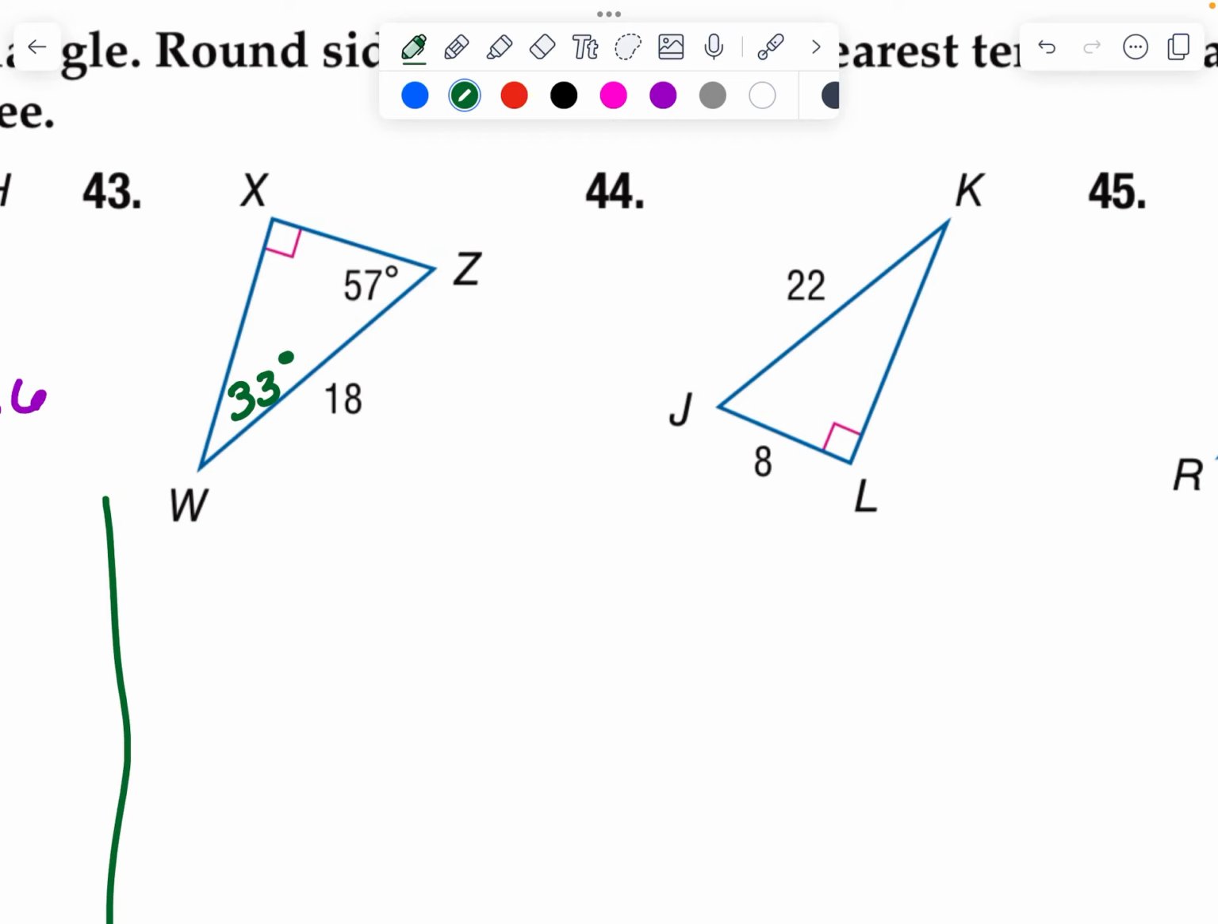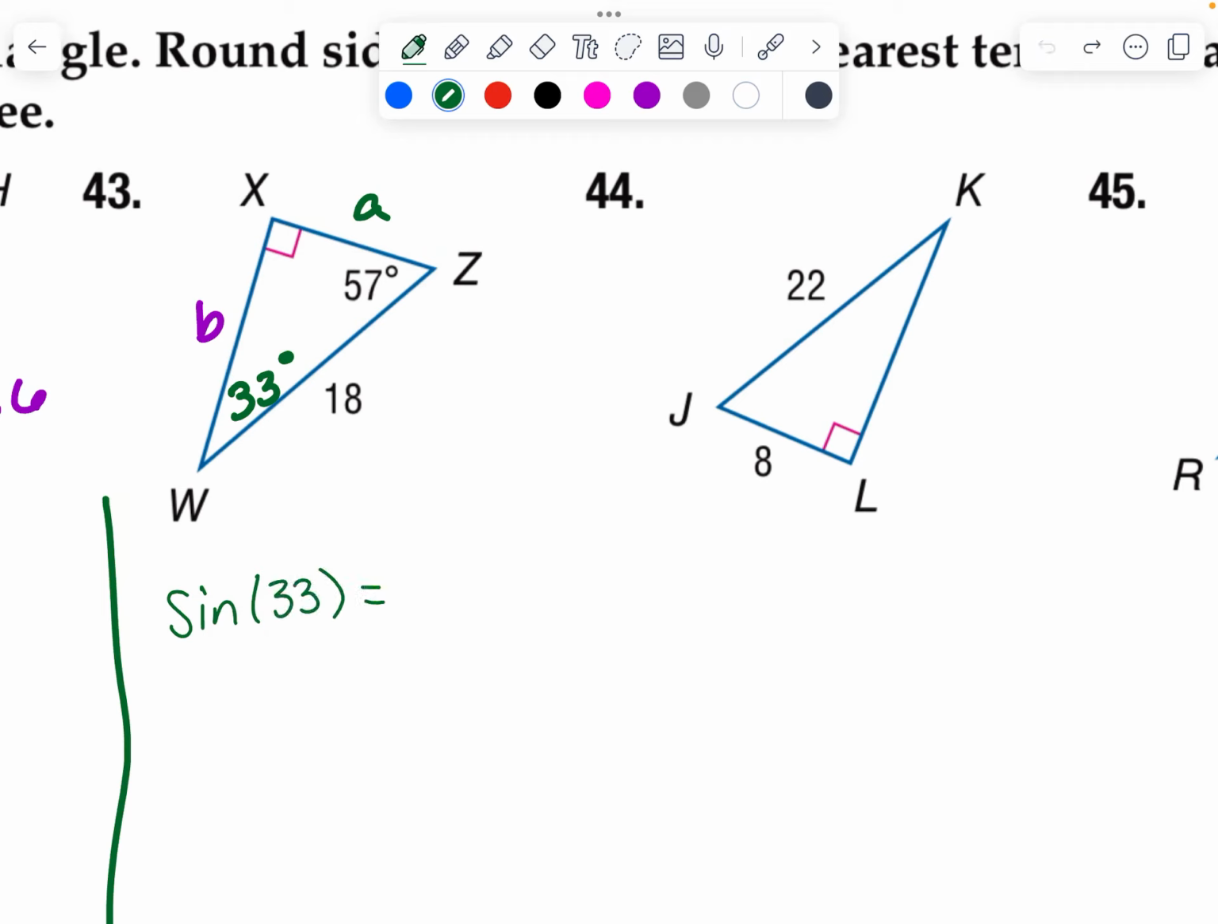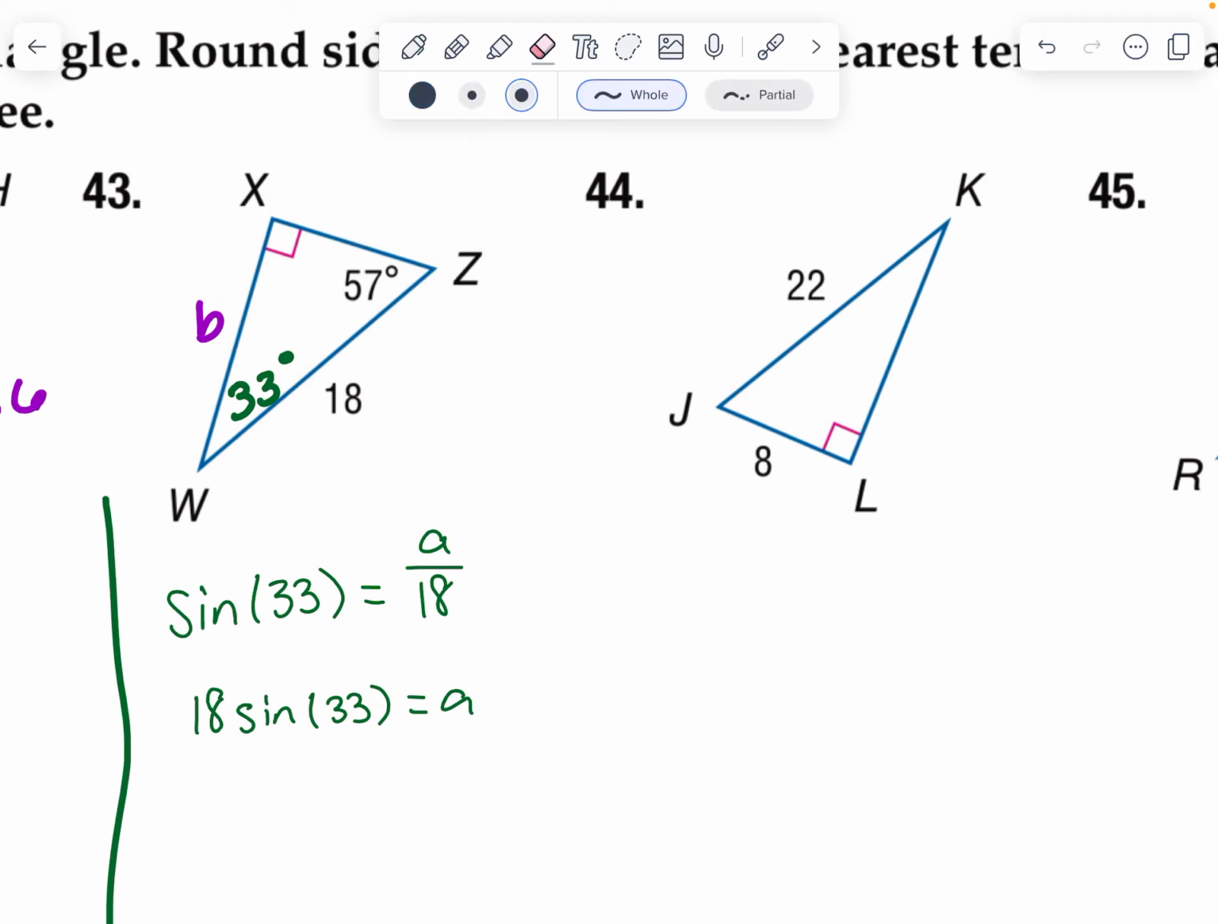Okay. Let's go with A and B. If I want A, I could do, let's say, sine of 33, in green, consistent. Sine of 33 equals opposite over hypotenuse, or 18 times the sine of 33 is A. So 18 sine 33. This is going to be 9.80.